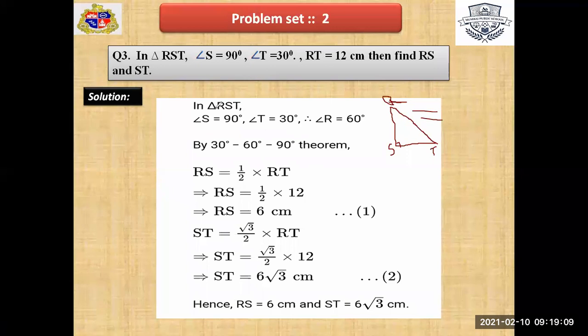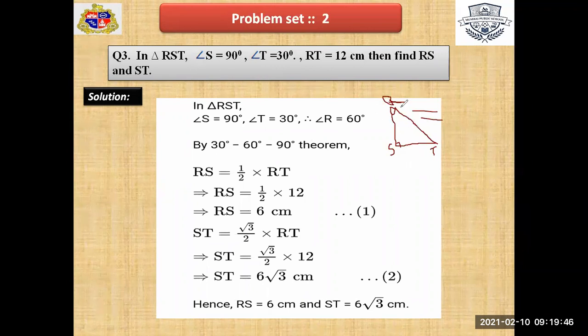Now see, in triangle RST, angle S is 90 and angle T is 30. Therefore, by the angle sum property of a triangle, 90 plus 30 is equal to 120. As we know that the sum of the angles of a triangle is 180, 180 minus 120, the remaining angle is equal to 60 degrees. So this triangle is of type 30, 60, 90 degrees. Two angles are given, we find the remaining angle. Then we have to find the values of RS and ST.